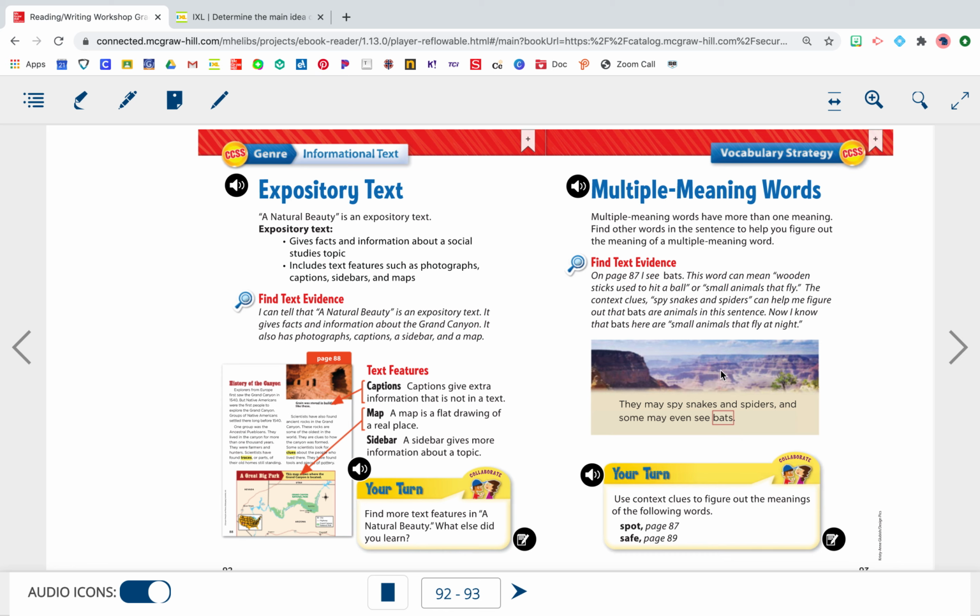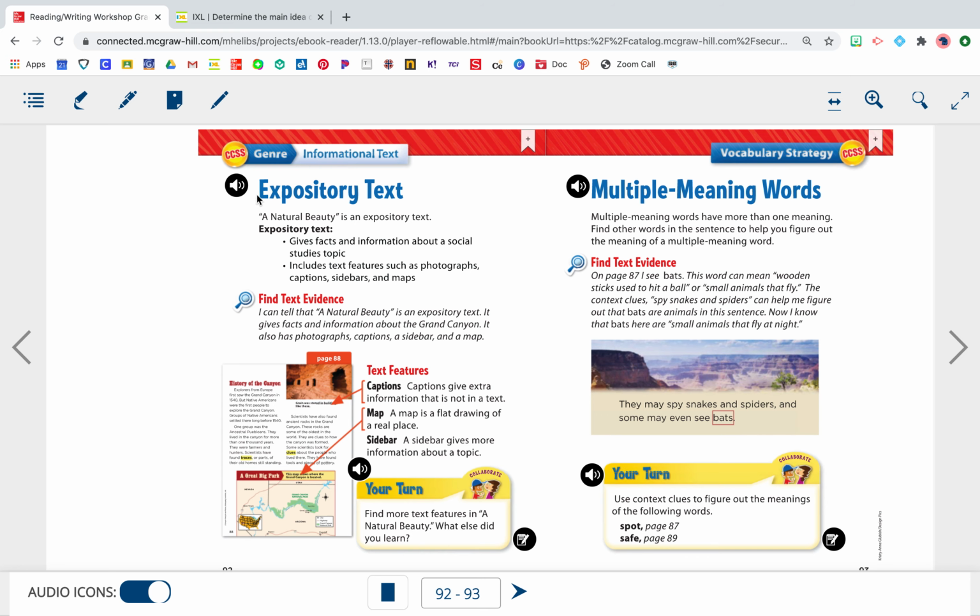So we'll use the words around it, right? This is talking about snakes and spiders, so I'm guessing that this bat they're talking about here is the animal bat. If they were talking about hot dogs and brats and fans watching the game and the score, well, then I'd know they were talking about the wooden bat that you use in baseball.